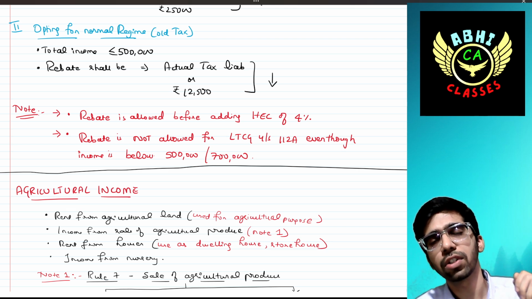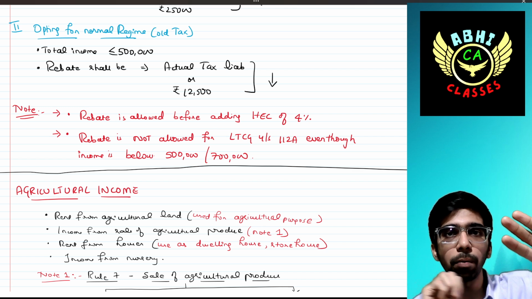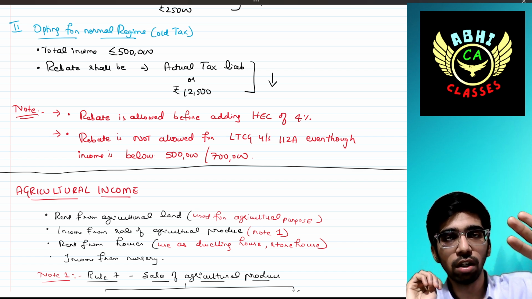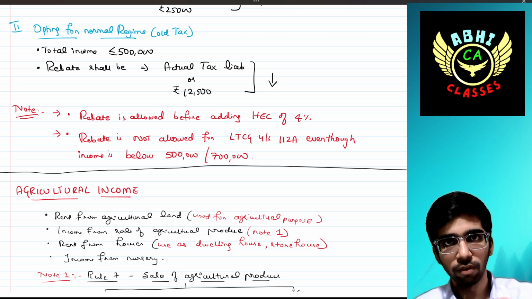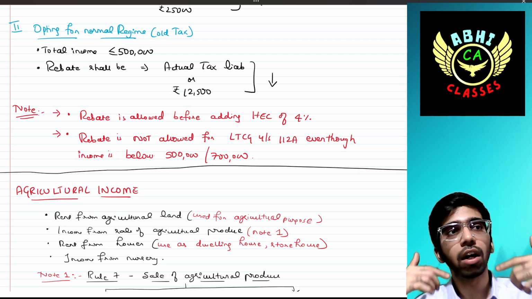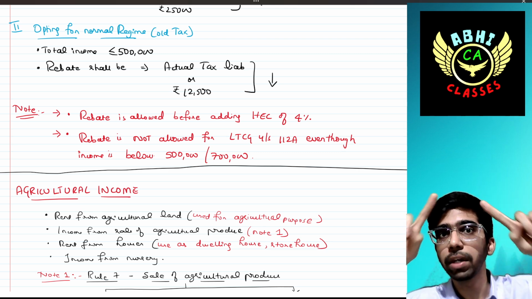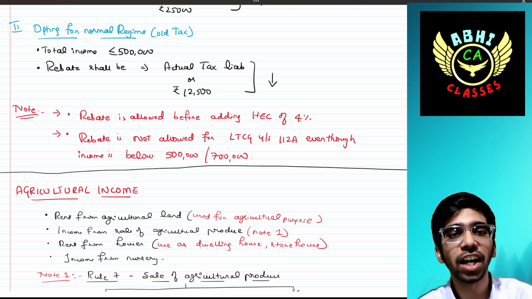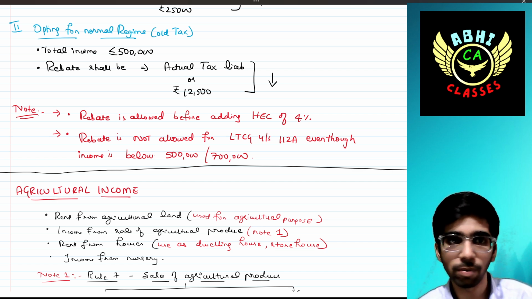What do you mean by health and education cess? After computing the final tax amount, you need to add 4% of health and education cess. Okay, then only that final tax amount will be arrived at. If it is not rounded, we have to round it up to the nearest multiple of 10, which we have discussed in section 288B, if you have forgotten. Okay, then rebate is allowed before adding health and education cess of 4%.